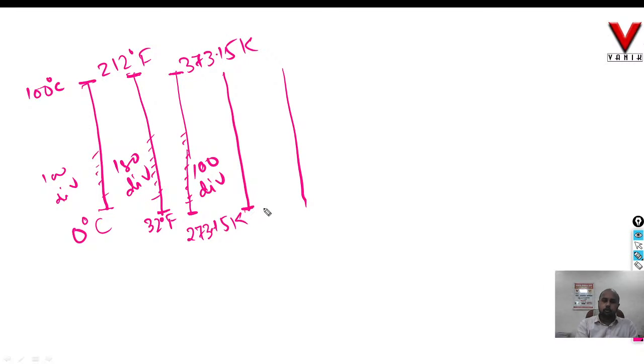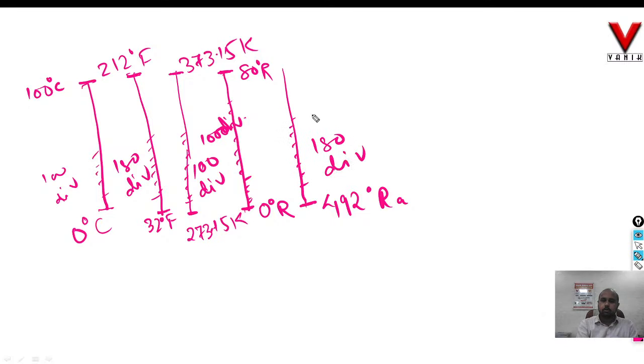And here you have Reaumur, which is 0 degree Reaumur. In between you have 80 divisions, and the maximum is 80 degree Reaumur. And here you have 492 degree Rankine. In between you have 180 divisions, and the maximum reading is 672 degree Rankine.